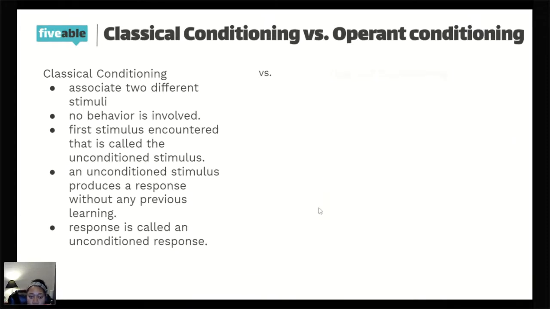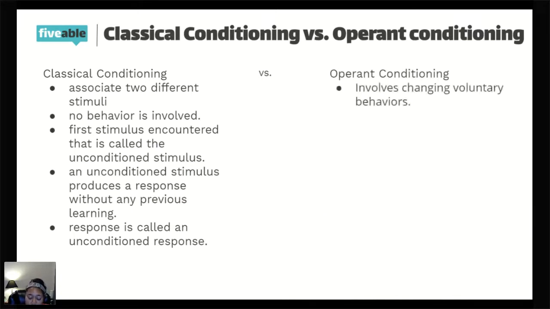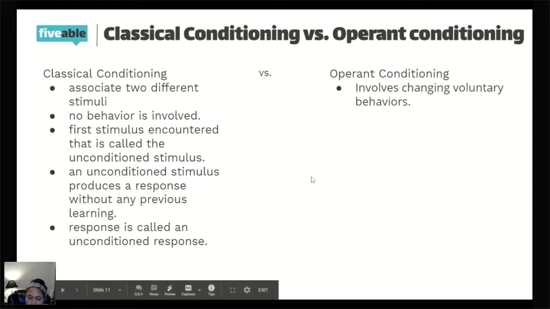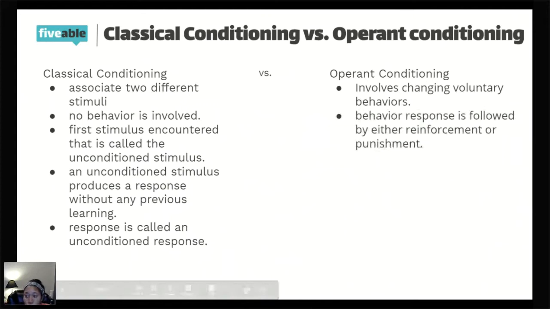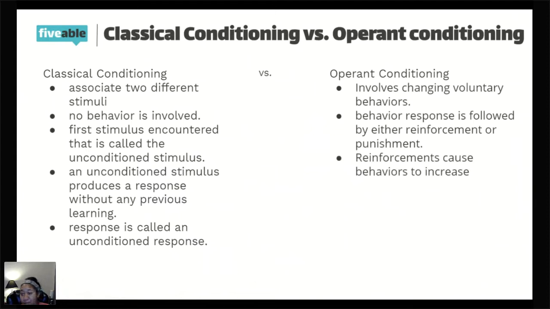And then operant conditioning involves changing voluntary behaviors. A behavior response is followed by either a reinforcement or a punishment, or also a reward. And reinforcements cause behaviors to increase, so reinforcements positively impact behavior. I forgot to mention, but a punishment will cause a behavior to decrease, so it negatively impacts behavior.